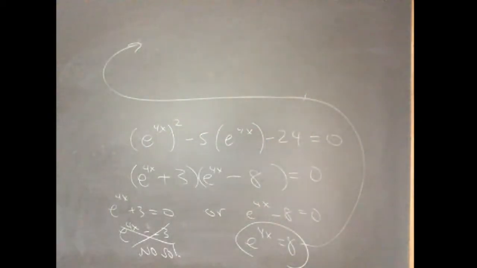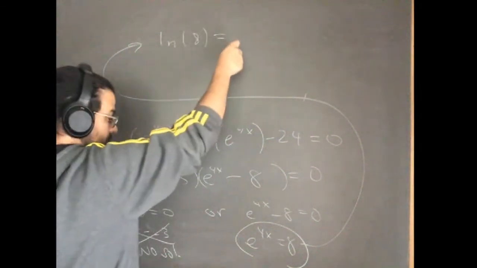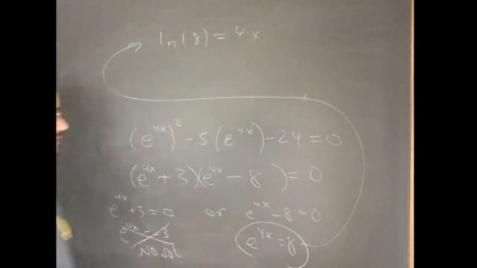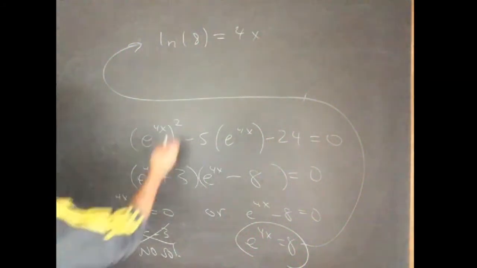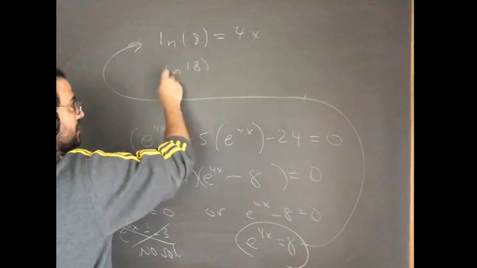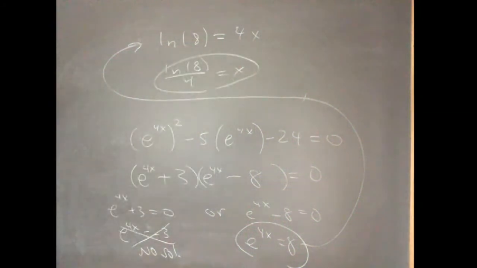And I'll move that one up here to the top because that's going to give us a solution. You take the natural log of both sides, or just rewrite it in logarithmic form, and you get the natural log of 8 is equal to 4x, right? The e and the natural log cancel each other out, so you're left with just 4x. To get the x on its own, you divide by 4. So natural log of 8 over 4 is equal to x. And again, this is something you could type right into Edfinity for your answer.